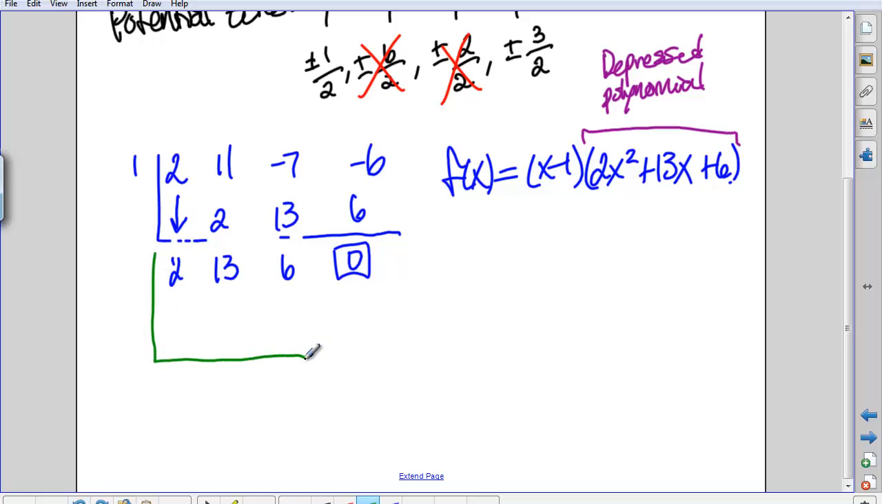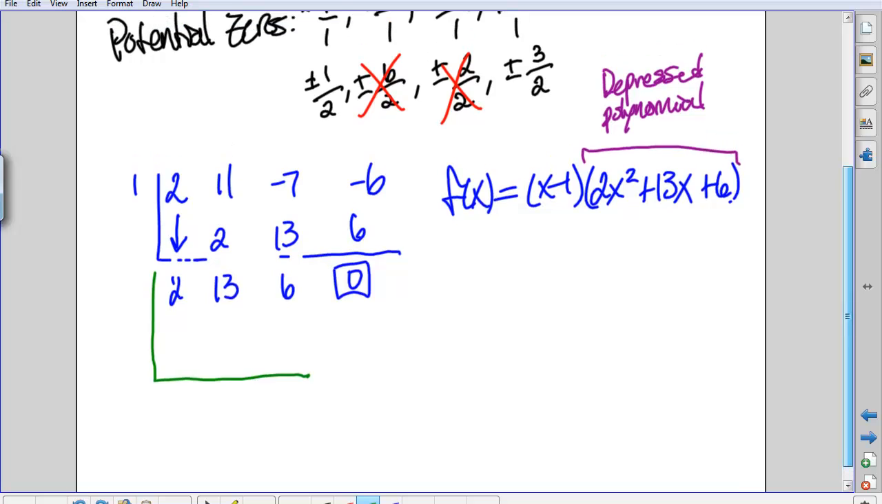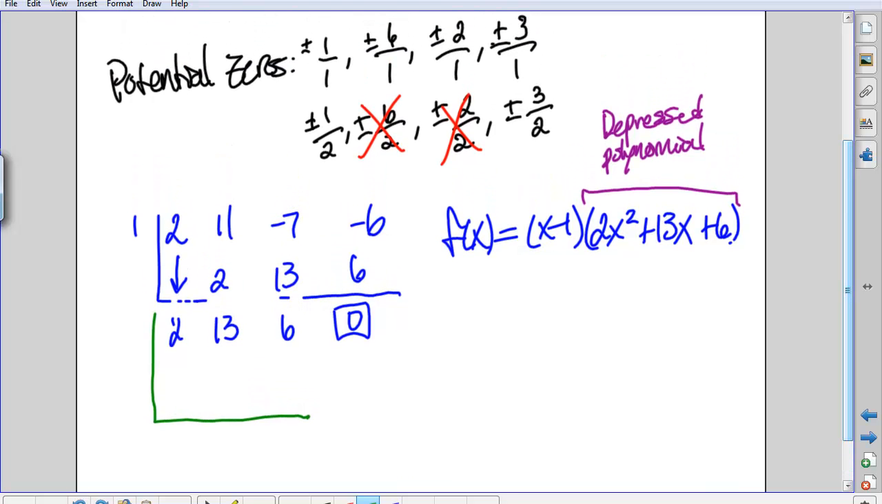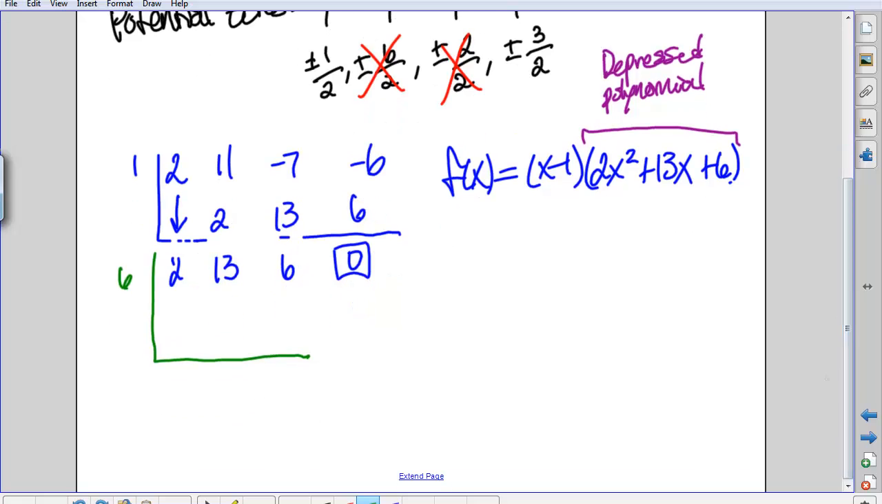I'm drawing another division bar, and I'm going to test my zeros in this function right here. 2x squared + 13x + 6. That's 2, 13, 6. Okay, so you just need to go back to your list and say, all right, what's another potential zero here? I don't know, maybe 6. Positive 6 is a zero. Let me just try that. I'm just stabbing in the dark here, but that's on my list.